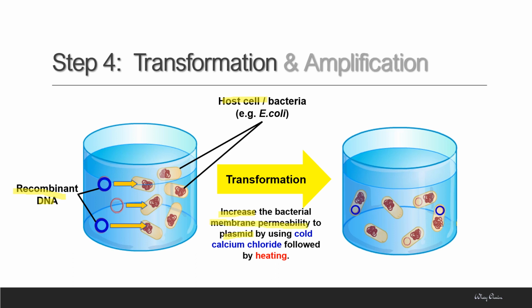So the method starts with a cold calcium chloride treatment followed by a heating process. So at the end of the transformation, the host cells are able to carry the recombinant DNA, or some of them will carry the original plasmid.